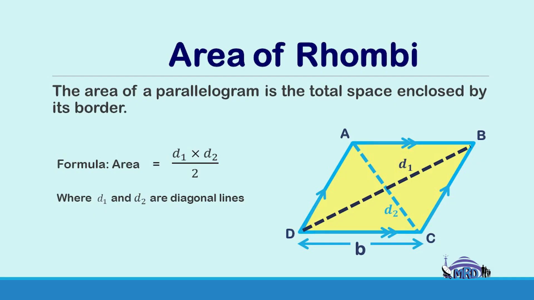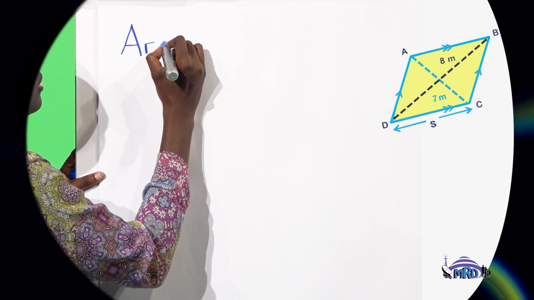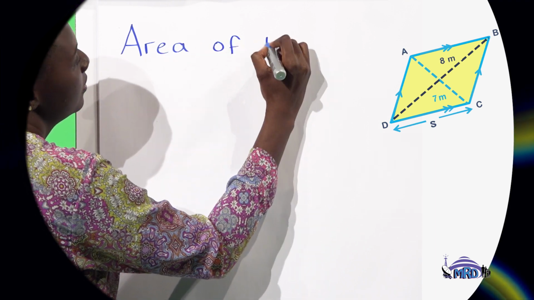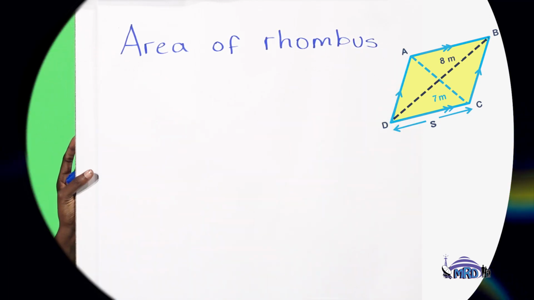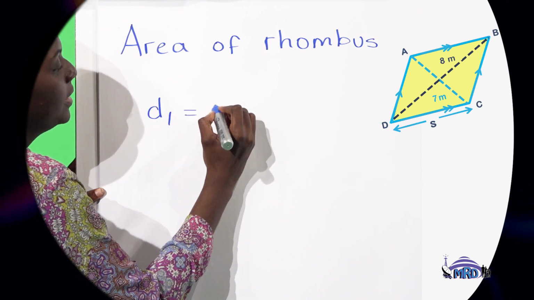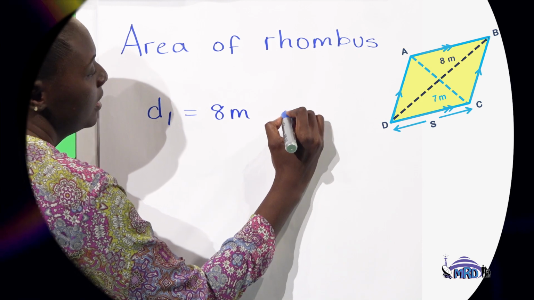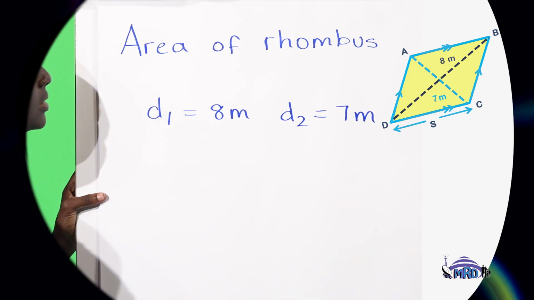We also looked at the area of the rhombus, which was D1 times D2, all divided by 2, where D1 and D2 are the lengths of the diagonal lines. Let's look at calculating an area of the rhombus. So with this rhombus, we have D1 and D2, where D1 is equal to 8 meters and D2 is equal to 7 meters.